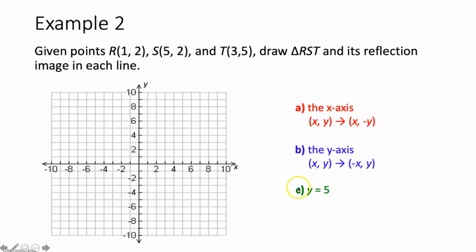So here are lines of reflection that we're going to take RST or reflect over. But first I need to graph triangle RST. So let's graph point R. It's at 1, 2. I go over 1 on the x-axis, up 2 on the y-axis, put a point, that's R. S is at 5, 2.